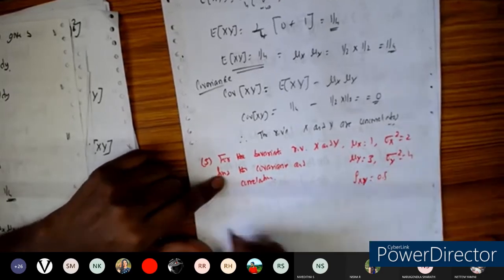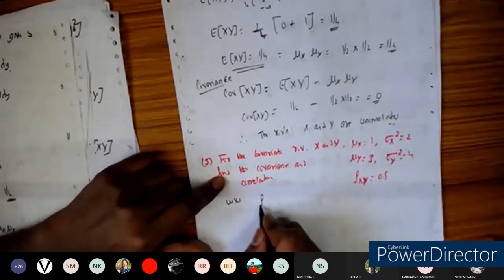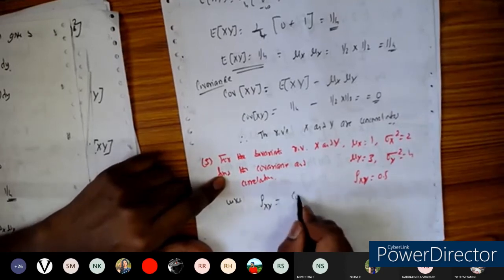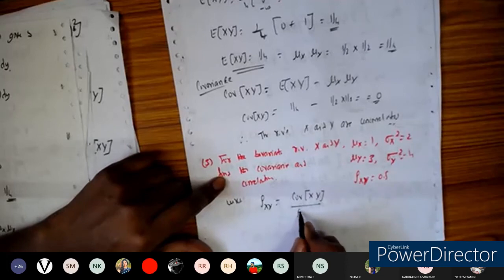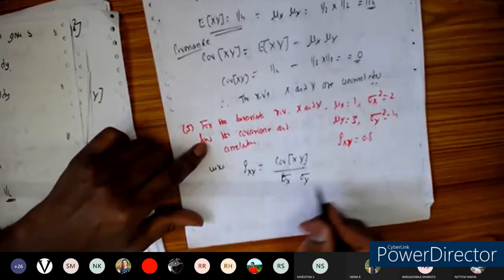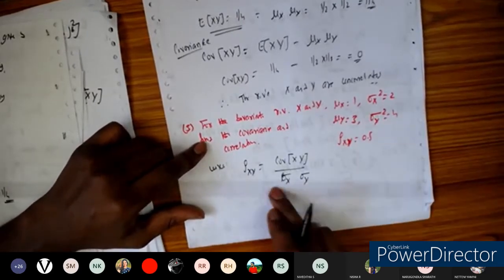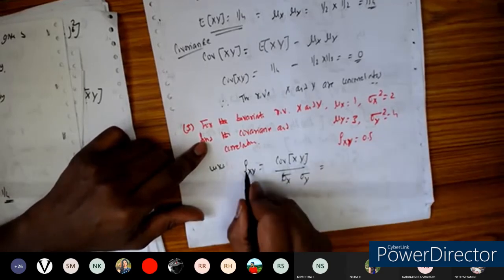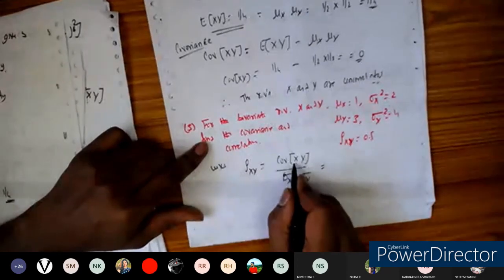We know that the correlation coefficient rho xy is nothing but the covariance of the random variables x and y divided by sigma x, the standard deviation, which is obtained by taking the square root of the variance, and sigma y. So here the correlation coefficient has been given. We need to find the covariance here.